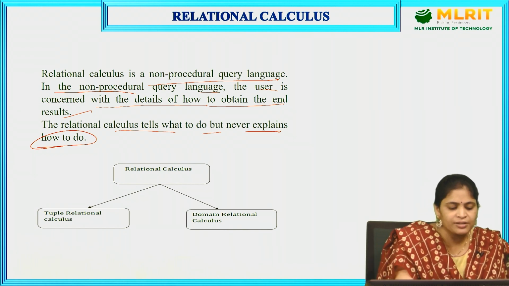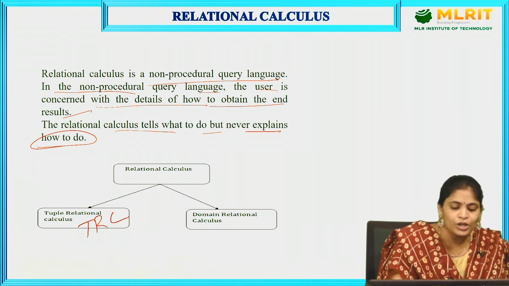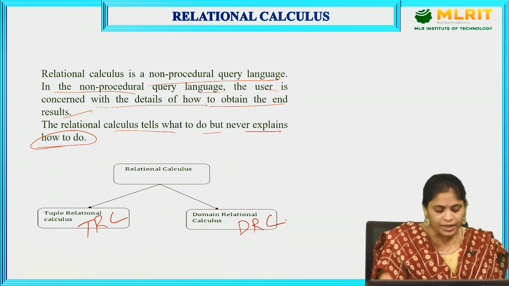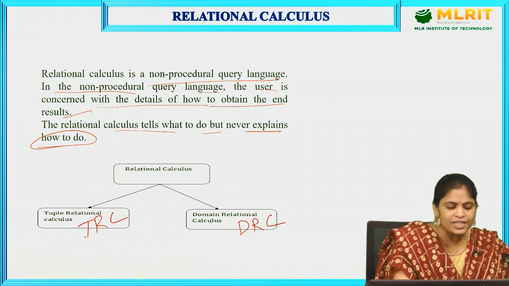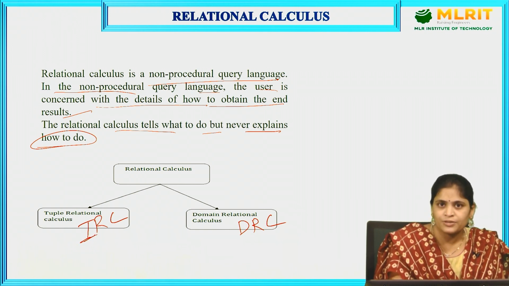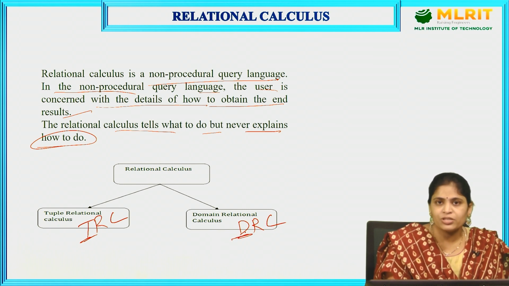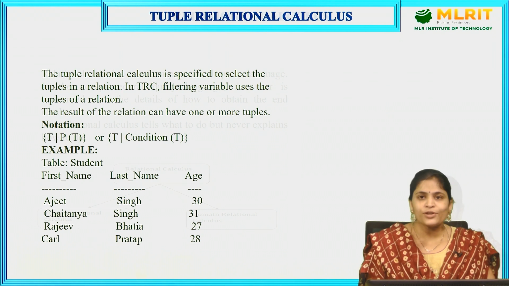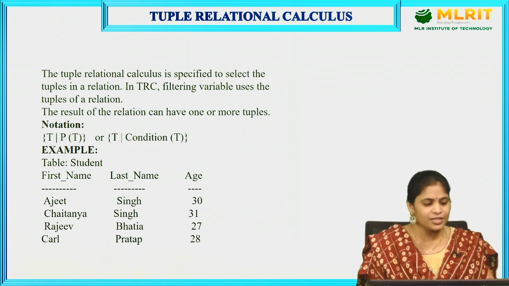Tuple relational calculus, shortly TRC, and domain relational calculus, shortly DRC. As we all know, tuple is for rows, right? Domain is exclusively for representing columns or fields, right? So, let us discuss tuple relational calculus with an example.